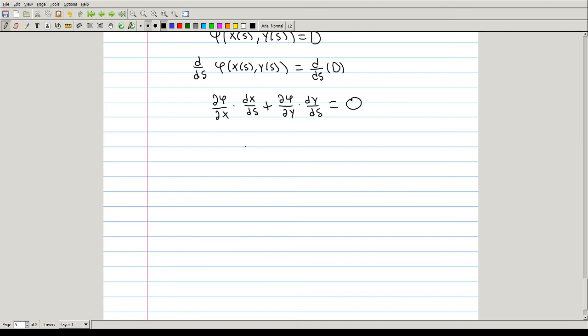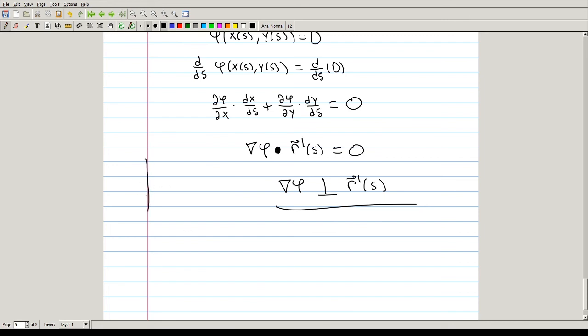So what this is saying is that the gradient vector of the scalar function phi dot product with the vector r prime, or the velocity vector, which is tangent to the curve, is equal to 0, which means that the gradient vector is perpendicular to the tangent vector along the curve. And there you have it.